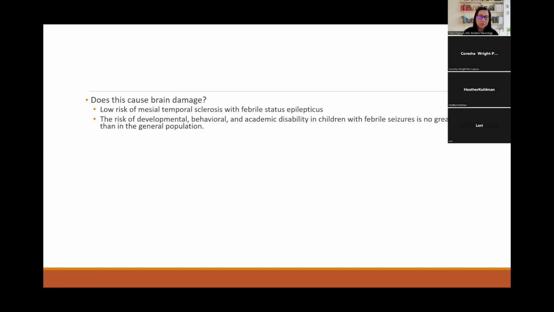And believe it or not, the risk of developmental delays, behavior or academic difficulties in children with febrile seizure is no greater than the general population. So that's really important to keep in mind as well when you're counseling patients.